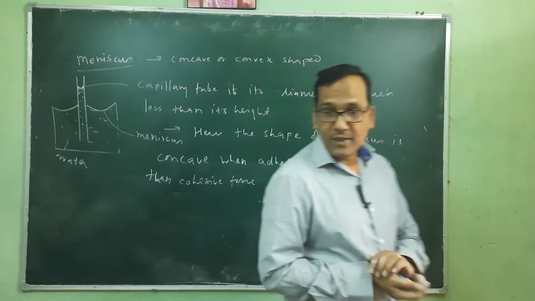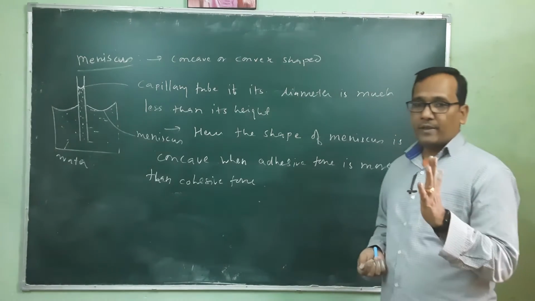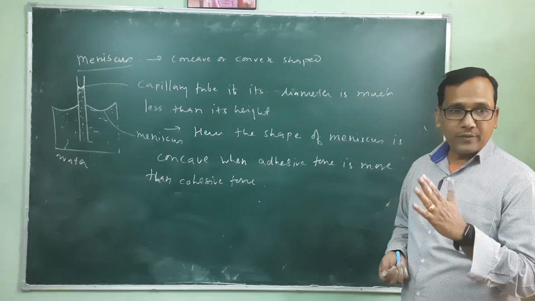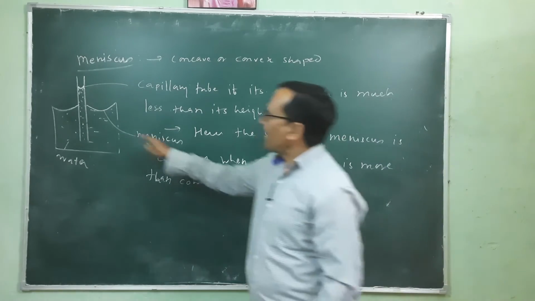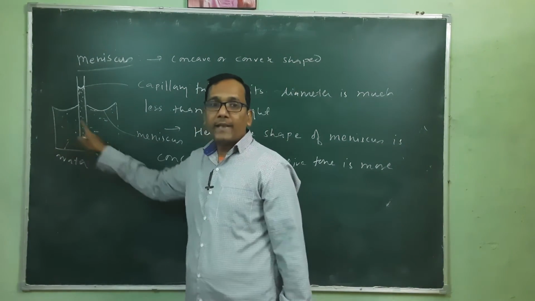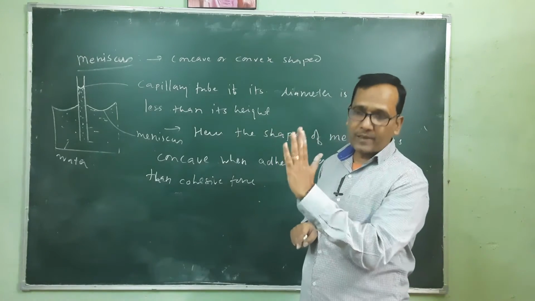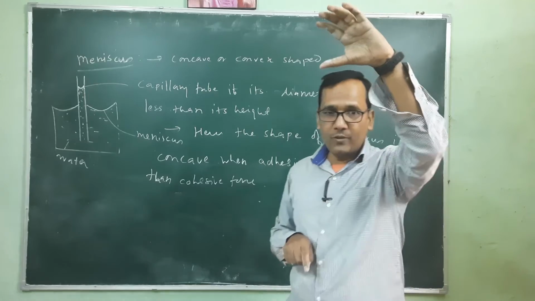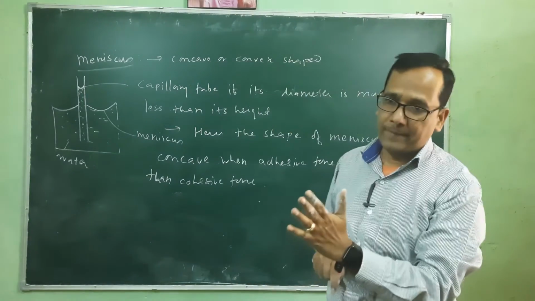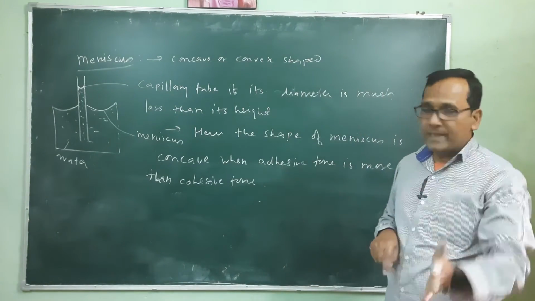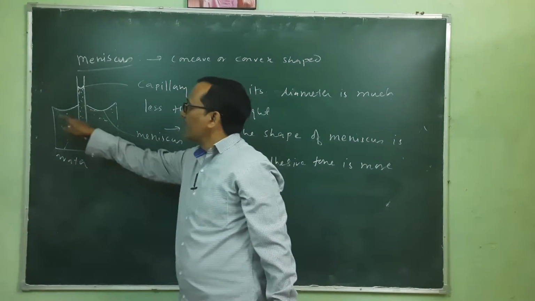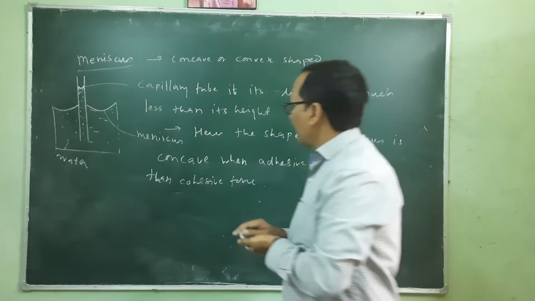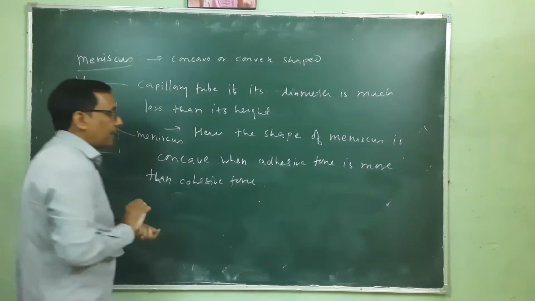So when adhesive force is more than cohesive force (adhesive means sticking), the shape of the meniscus will be concave, and the liquid will stick on the surface of the container. So the first line we have written is that when the adhesive force is more than the cohesive force, the liquid will stick, which means the shape of the meniscus will be concave. And the vice versa, the second case, is also true.